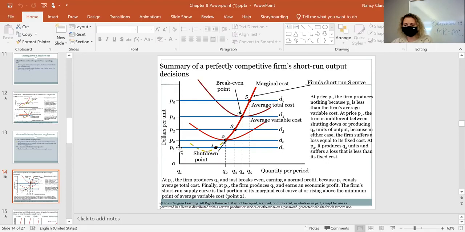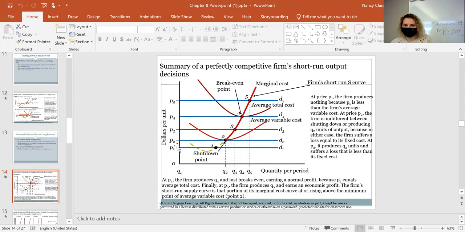So let's go through these prices. P1 is a price, P2, P3, P4, P5. Demand curve 1, 2, 3, 4, 5. Quantity 1, 2, 3, 4, 5. Okay. Let's start with price 1. Price 1 gives us demand curve 1, which is also a marginal revenue line, right? Demand equals marginal revenue. So if we start by finding MR equals MC, that would happen here at point 1.